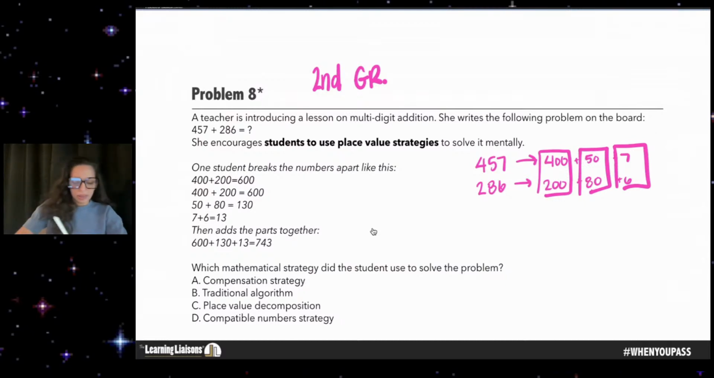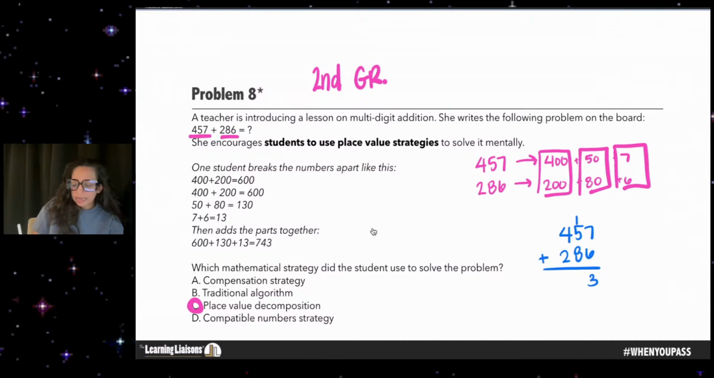What the student is doing is place value decomposition. They're decomposing these numbers into expanded form to make it easier to mentally solve this problem, or not so mentally, it doesn't really matter. They are not using traditional algorithm. Why? Because traditional algorithm would have been this: 457 plus 286, 7 plus 6 is 13, drop the 3, carry the 10, 8, 9, 10, 11, 12, 13, 14, carry the 100, 4, 5, 6, 7, 743. That would be the traditional algorithm.